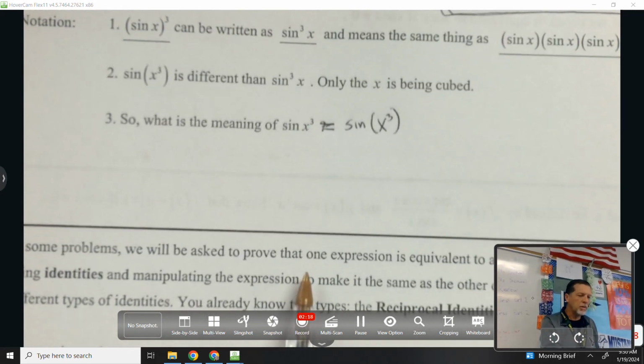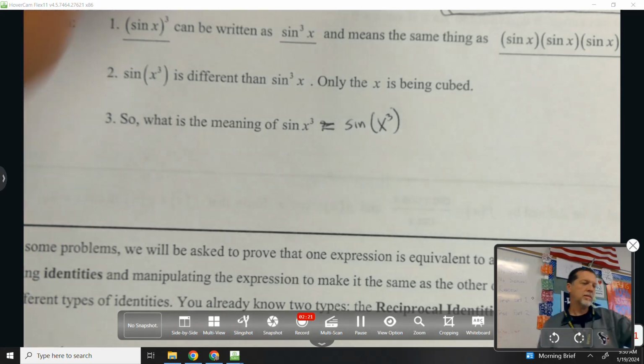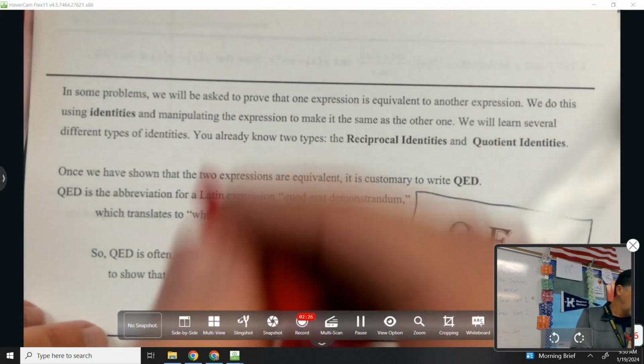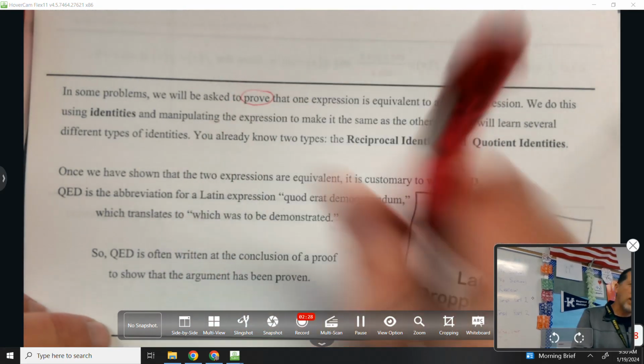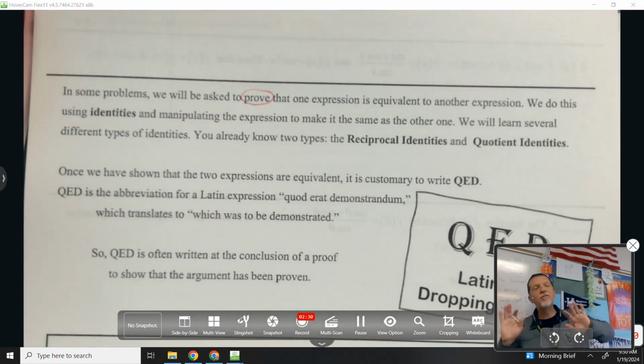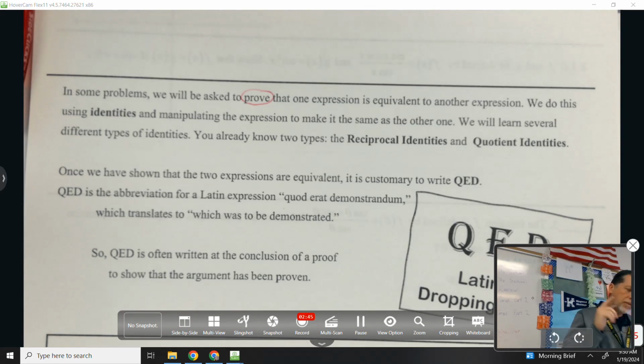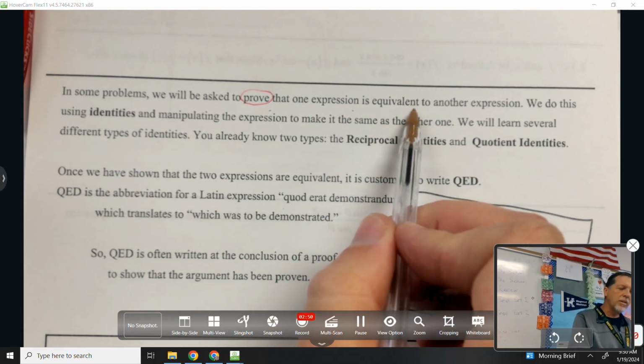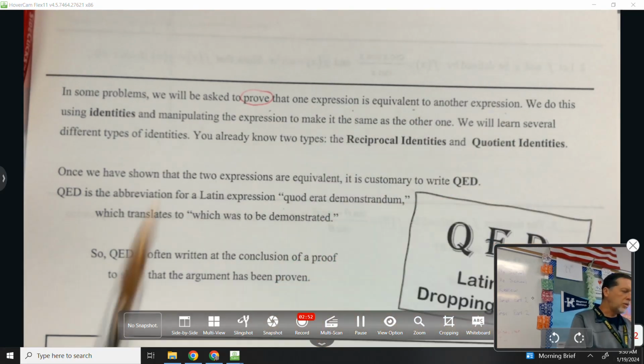Okay, in some problems, we will be asked to, there's your least favorite word in math, prove. Okay, no panicking. This is very, very different than geometry proofs. Geometry proofs, you had that table with the statement and the reason, and you had to memorize all the definitions and theorems, and this is not like that at all. It's much easier. We'll look at proofs in a minute. We'll have to prove that one expression is equivalent to another expression. We do this using identities.